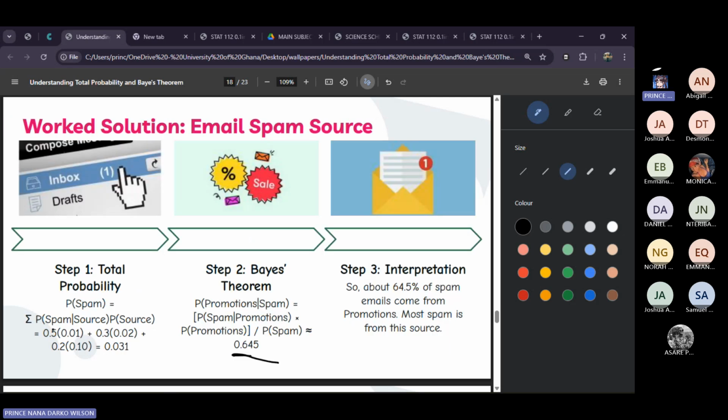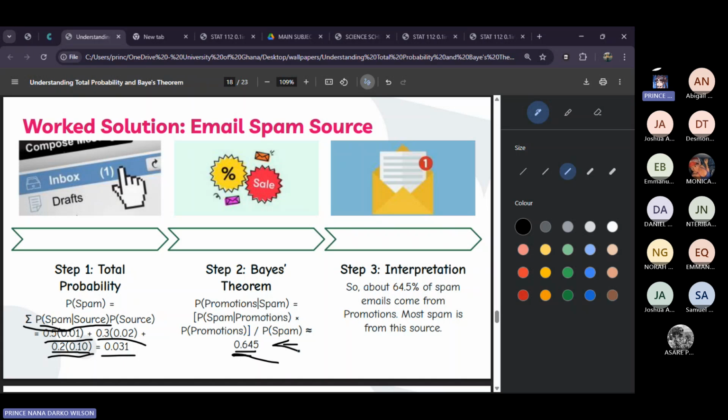So here's the working, and then the correct answer, as you can see here, is 0.065. It takes the sum of all the probabilities of the spam, given that they come from their sources, put together, and that will be equal to what we have here. So given that it comes from promotions, plus given that it comes from work, that now gives us 0.031 for the denominator, and then we do the numerator divided by that. The numerator being the probability that it is coming from promotions. So 0.2 times 0.1 all divided by 0.031 gives you 0.645, as you can see over here.